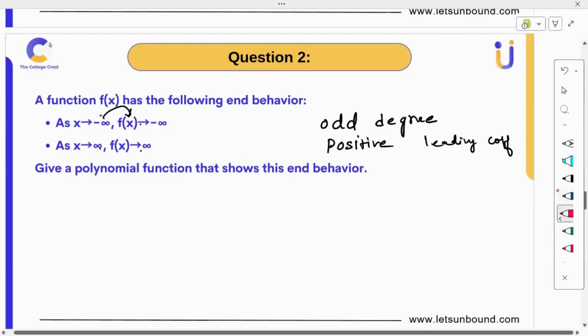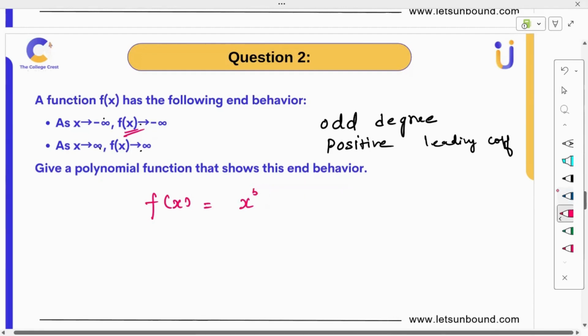Okay, let's check. Minus infinity, the left side goes down, the right side goes up, something like this. Okay, you have to connect. So odd degree and positive will do such a thing. So give a polynomial function. Whatever they give, describe here. Odd degree, simply you can put x power a number, like an odd number: 5, 15, 7, 9, anything. An odd number you can give.